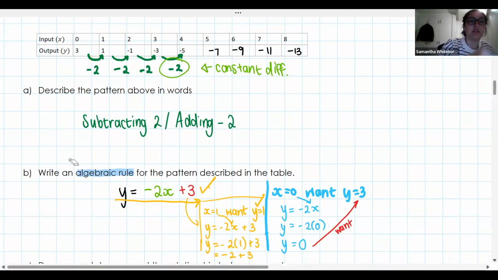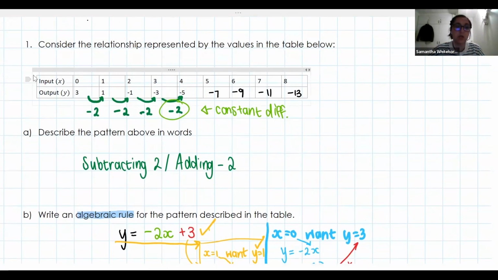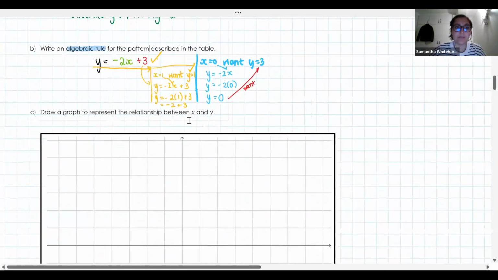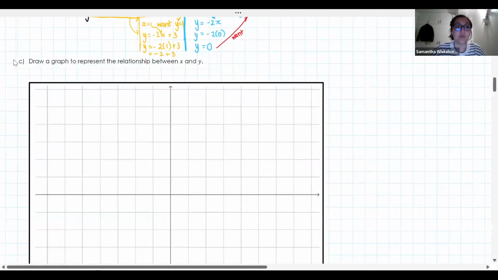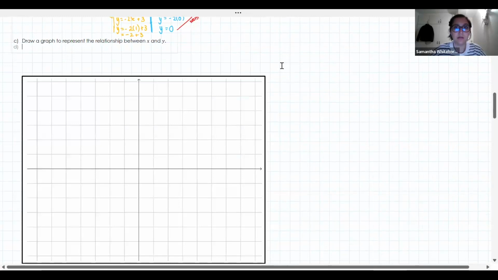But what we want to do now is draw a graph. Now, guys, remember, in order to draw a graph, you want your inputs and your outputs, and you want to plot those points. I'm just going to move this table down so we can actually use it, because now we're going to draw a graph for ourselves that's going to represent this relationship that we've now described.